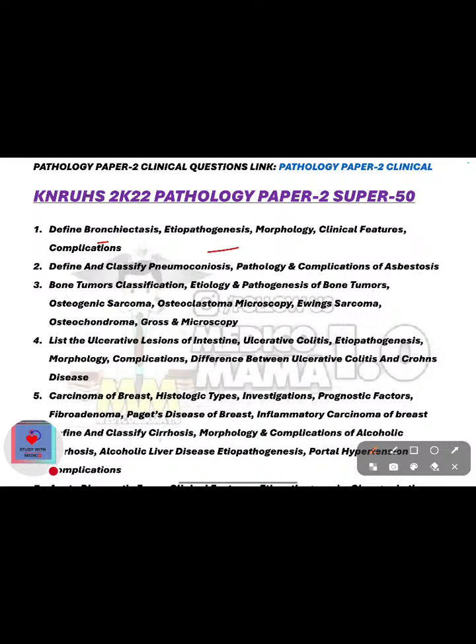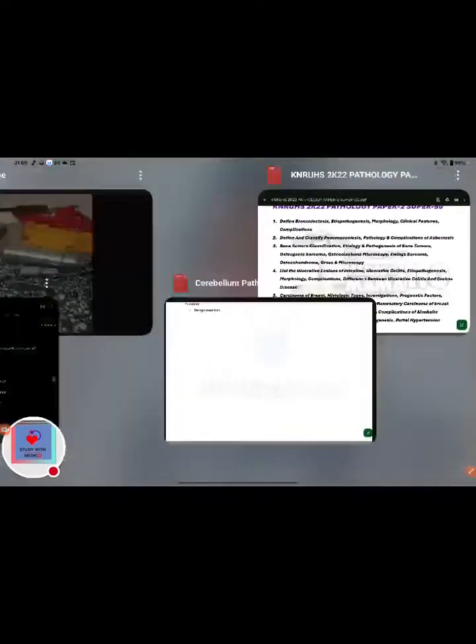Next question: define and classify pneumoconiosis, and describe the pathology and complications of asbestosis.